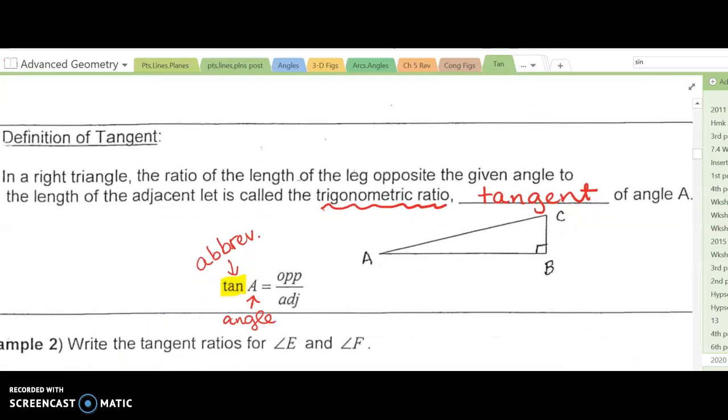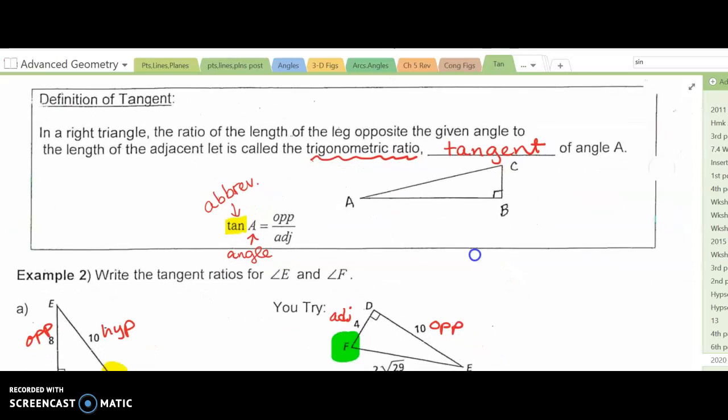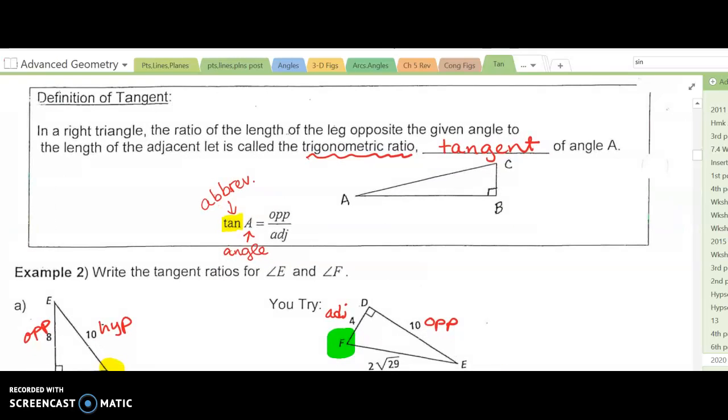And then we talked about the tangent ratio, the trigonometric ratio tangent. And we said tan of the angle A, the abbreviation, tangent of an angle A is equal to the opposite side of that triangle, whatever that length is, divided by the adjacent side length, whatever that is.